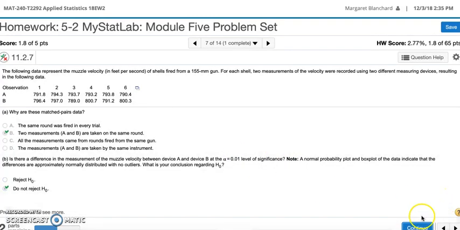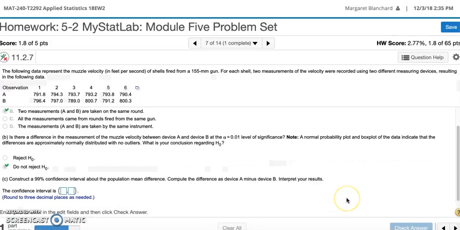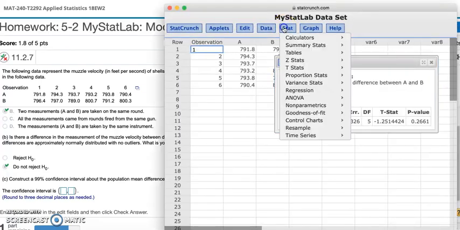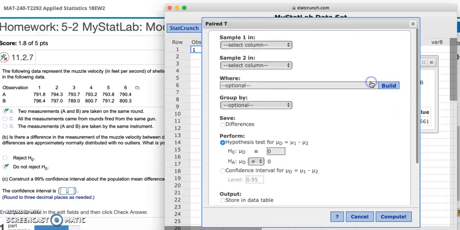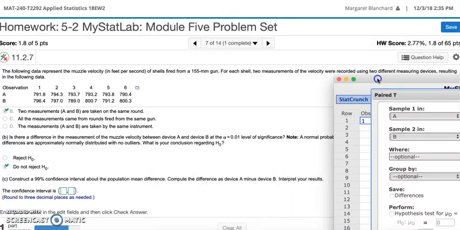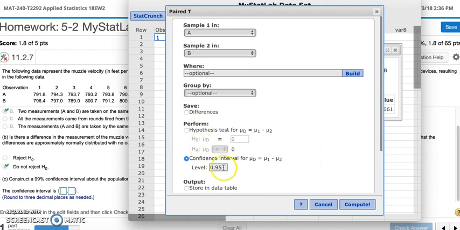Okay, so the next, excuse me, I keep forgetting to hit continue. The part C, construct a 99% confidence interval about the population mean difference. Compute the difference as device A minus device B. Interpret your results. So let's go back to StatCrunch. We're going to go to stat, again, t-stats, paired. So here we have A and B again, and now instead of doing the hypothesis test, we're doing the confidence interval. And it said to do 99% confidence interval. Let's make sure we put 99.